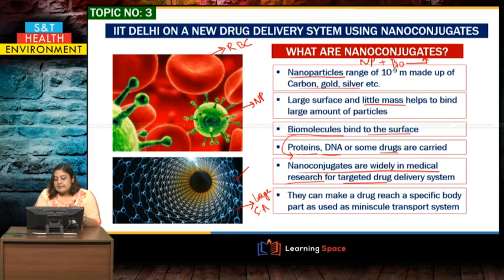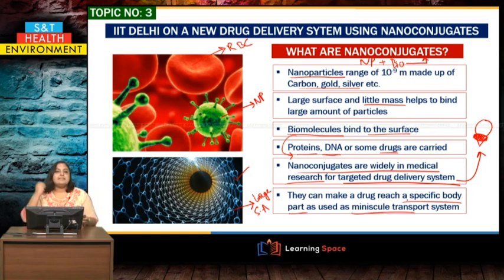used for targeted drug delivery systems. That means they can target a specific organ of your body and act on only that part. That is called a targeted drug delivery system. Thus they can reach a specific body part, and they are a minuscule, very small transport system that can directly deliver helpful drugs.